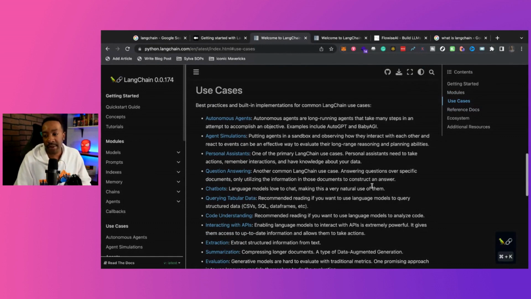If you take a look at the documentation and look at use cases, you can do a ton of different things with this, but there's one that stands out, and that is having a personal assistant. It allows you to create a personal assistant that can take actions, remember interactions, and have knowledge about your data. That's really important because if you're using ChatGPT or others, it's going to be limited, but you can actually train the model on your information. So the more information you have or the larger database that it can scan through, the more specific it's going to be and the better it's going to be used for you personally. So this is a huge thing.